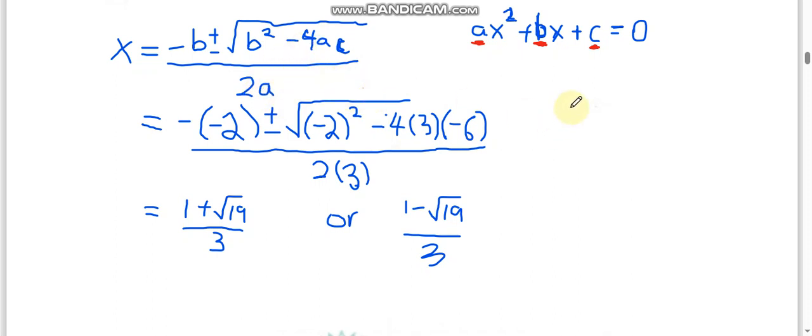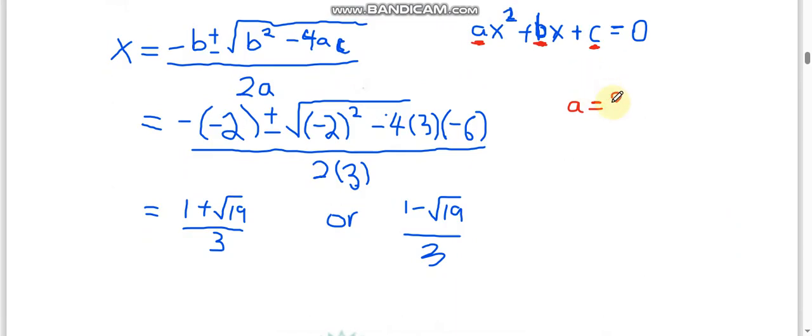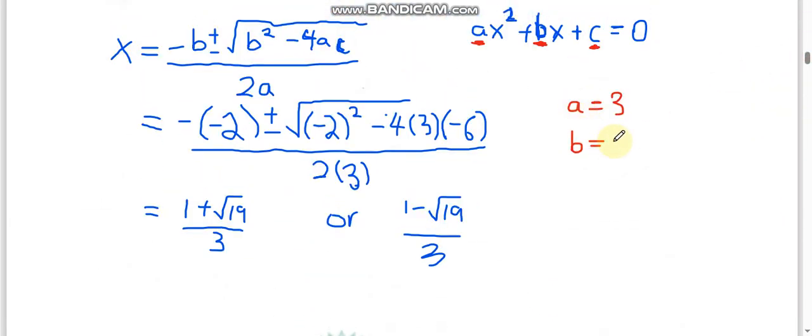And then it's advisable, guys, to always write down these values. Why? Because to avoid making mistakes. So it's advisable to write down these values, that your A is 3. Once you write them down, this helps you avoid making mistakes. So always write down the value of A, the value of B, and the value of C. So the value of B, we say, is -2, and the value of C is what? Is -6.